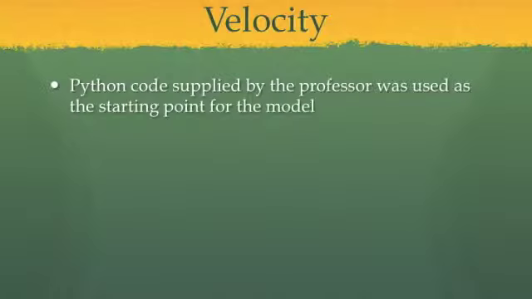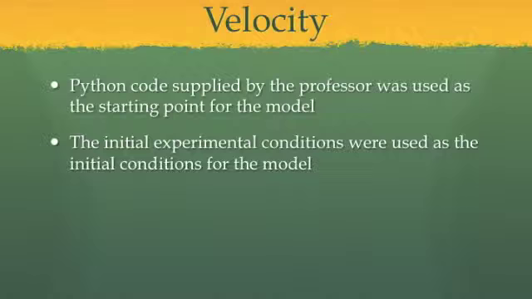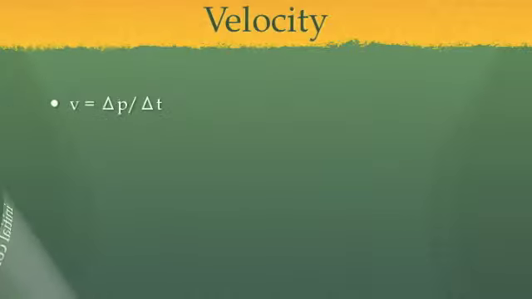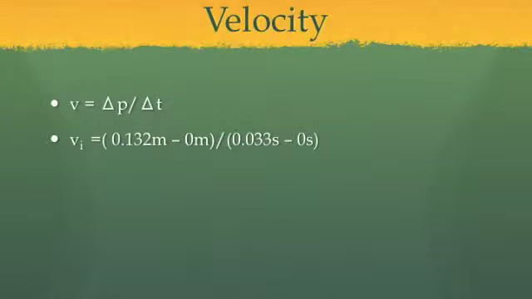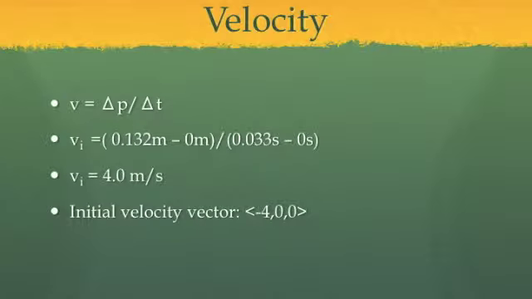Then I input the data I obtained into Python, the program used to predict what Luigi's constant velocity should have been. Initial velocity was calculated by dividing Luigi's change in position over the first time interval by that time interval. There you have it. That turns out to be 4 meters per second, and the vector that we're going to put into Python is -4, 0, 0.